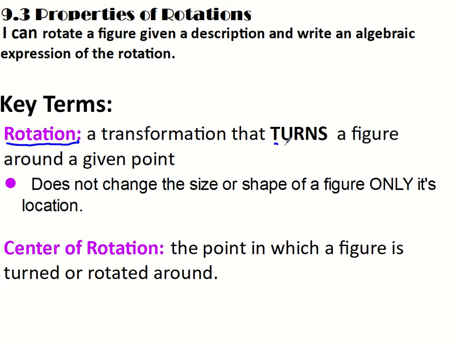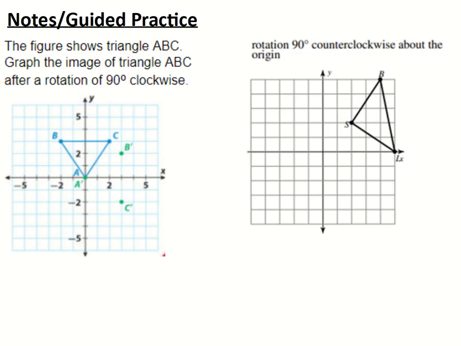So this is when we turn a figure. We're rotating it around a certain point. Again, we are not changing the size. We're not changing the shape. We're only changing the location. The center of rotation is that point that we are rotating around. We are going to use the origin for our center of rotation.